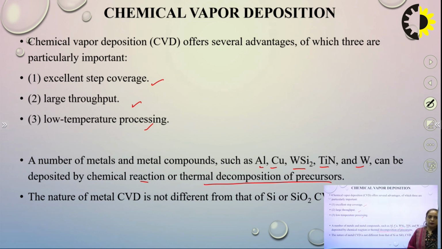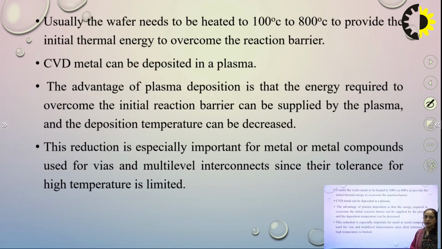The nature of the metal CVD is not different from what we have covered in the deposition of silicon or silicon dioxide. So usually the wafer needs to be heated at around 100 degree to 800 degree C to provide the initial thermal energy to overcome the reaction barrier. Then CVD metal can be deposited in plasma.